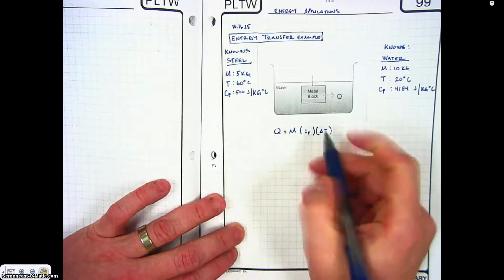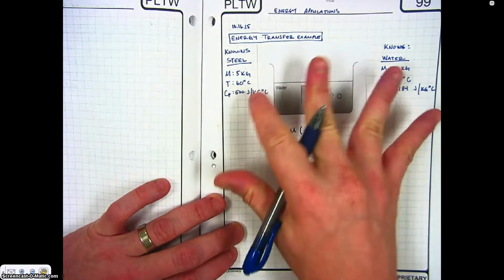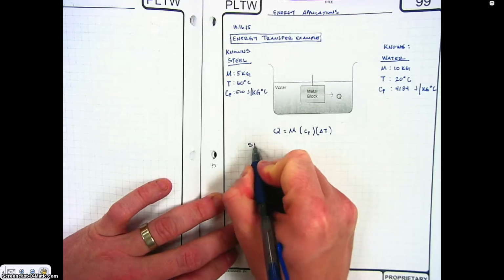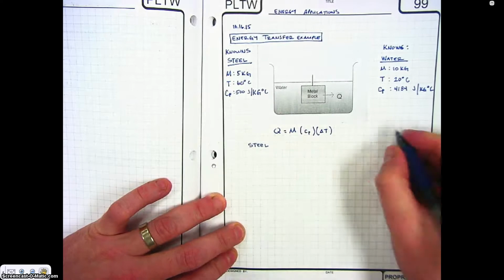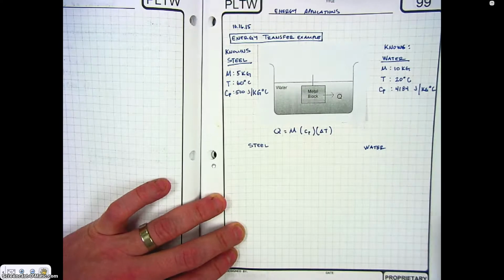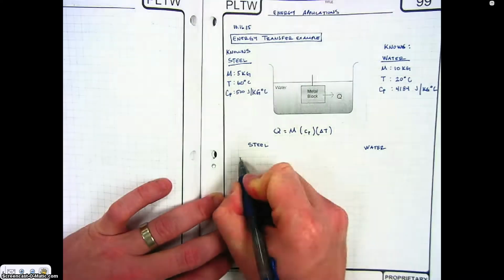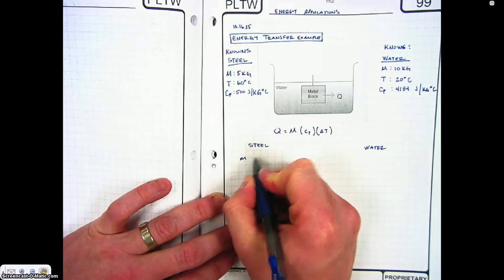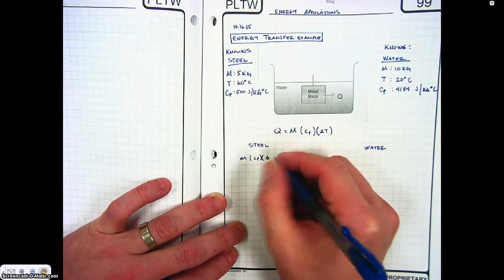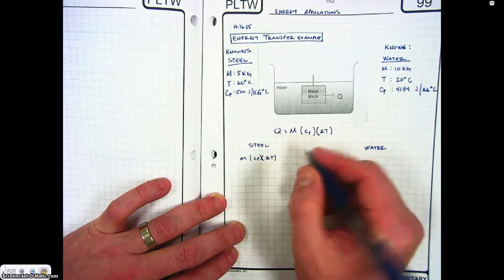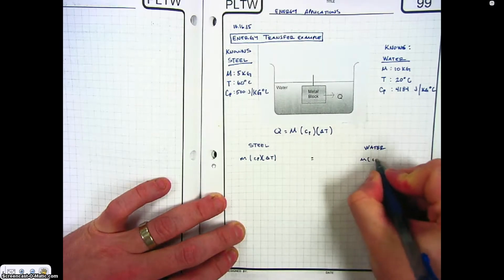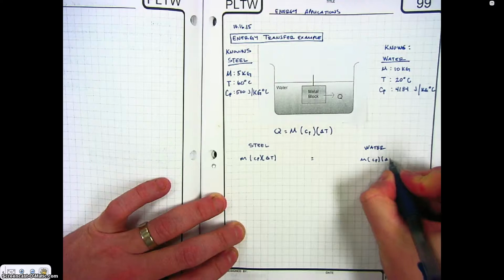We're trying to figure out the change in temperature, so we need to set each of these things equal to each other. On one side we'll have the steel, and on the other side we'll have the water. So our calculation will go: the mass of the steel times the heat capacity of steel times the change in temperature is equal to the mass of the water times the heat capacity of the water times the change in temperature.